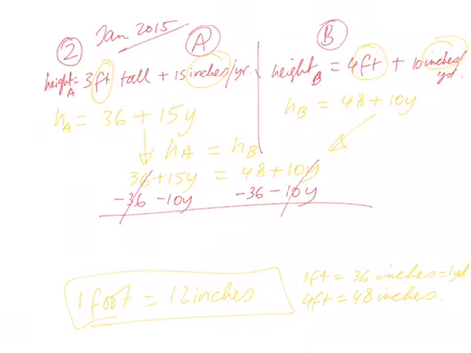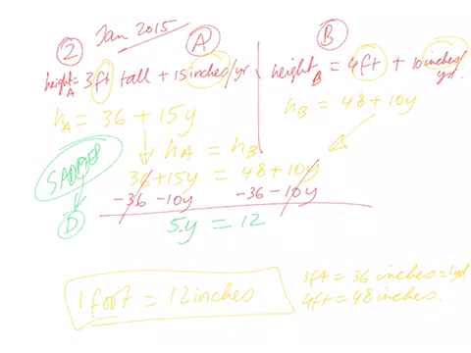What's 15y minus 10y? That is 5y, right? And then what's 48 minus 36? That's 12. Now we see a multiplication. You remember SADMAP? So we see multiplication. What's the opposite of multiply? Divide. Right? So divide 5 on both sides. So you end up getting y is equal to 12/5 or 2.5.